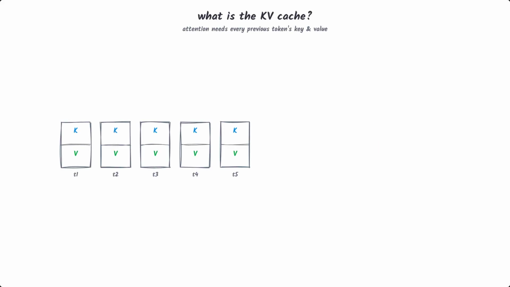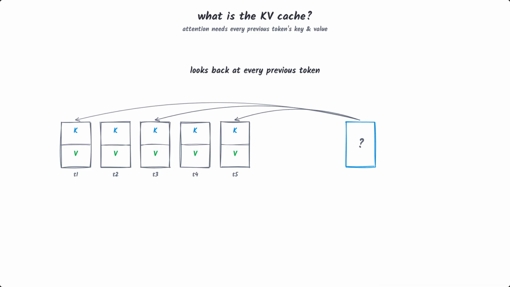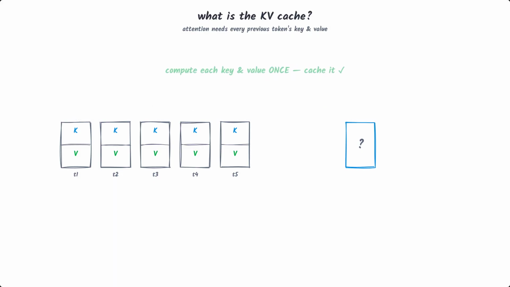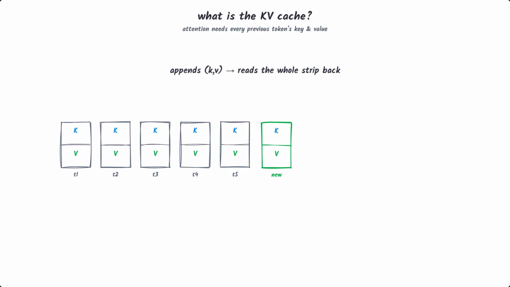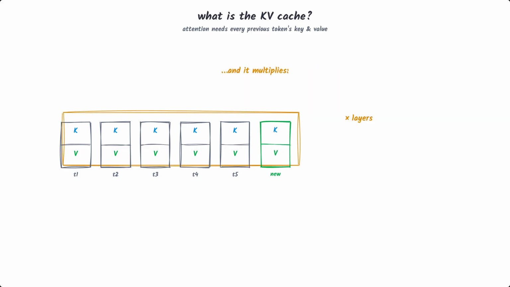First, what is the KV cache, and why does it even exist? Attention works by having each new token look back at every previous token, comparing against a key and pulling from a value for every token that came before it. Recomputing all of those keys and values from scratch at every step would be insanely wasteful. So the model computes each token's key and value once and caches them. Every new token then just appends its own key and value to the cache and reads the whole thing back. It's a pure speed optimization, and it works.